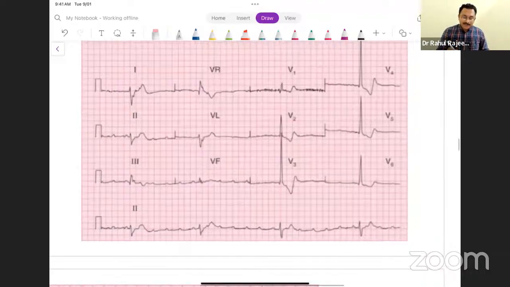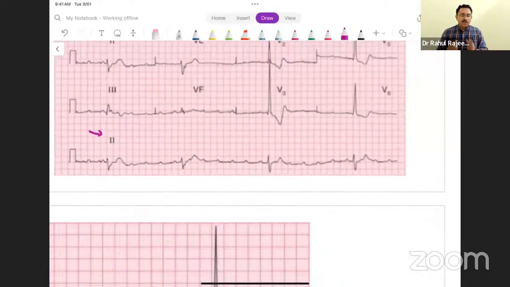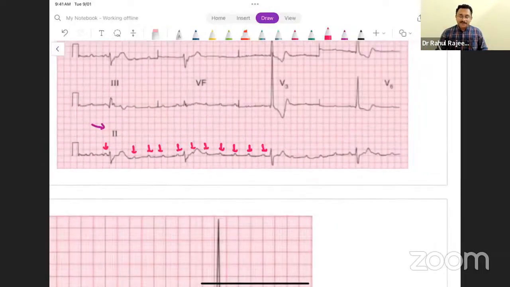You have to look at the rhythm strip here. Okay, lead 2. Now, if you have a look at the rhythm strip, long lead 2, what are you seeing? You can see that whatever I am pointing in red, all the P waves are occurring in a regular succession. Whatever I am pointing to by these arrows, these are all P waves.